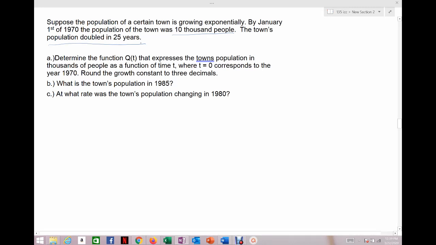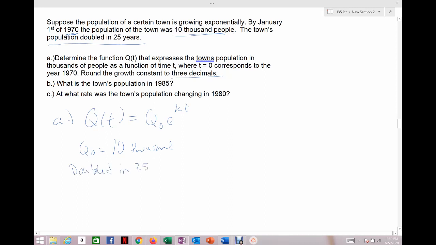Where time t is when we start, our initial time is 1970. This time we're going to round the growth constant to 3 decimal places, so I've got to remember that when we get to the k part. So A, set up our equation. Our quantity represents our population: Q naught e raised to the k times time. Our Q naught, the year 1970 is where we're starting, is 10,000 people. I'm going to leave it as 10 and leave this in thousands of people. If you want to write out 10,000, you can. Then they gave me my doubling time.